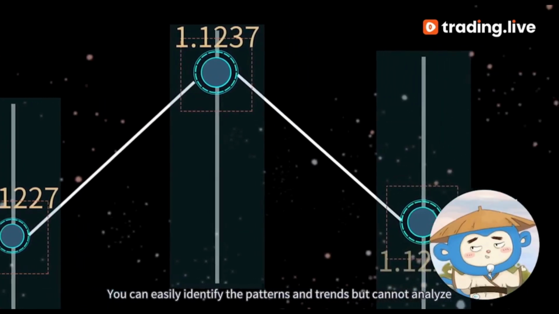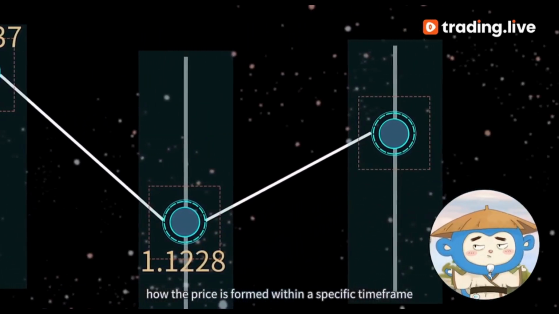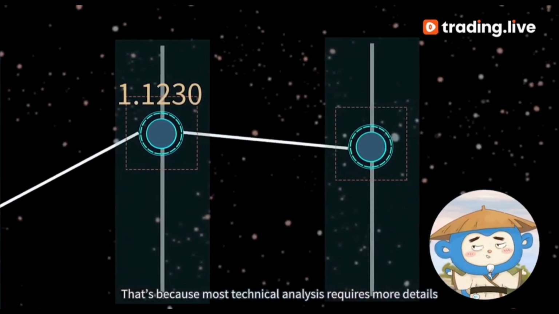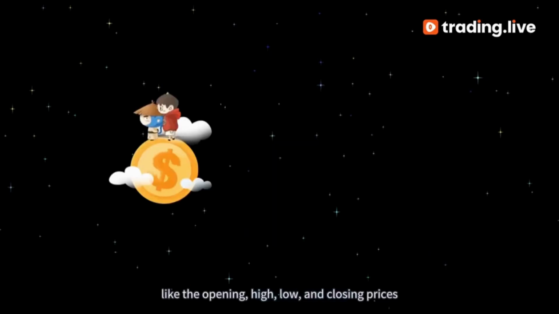You can easily identify the patterns and trends, but cannot analyze how the price is formed within a specific time frame. That's because most technical analysis requires more details like the opening, high, low, and closing prices.